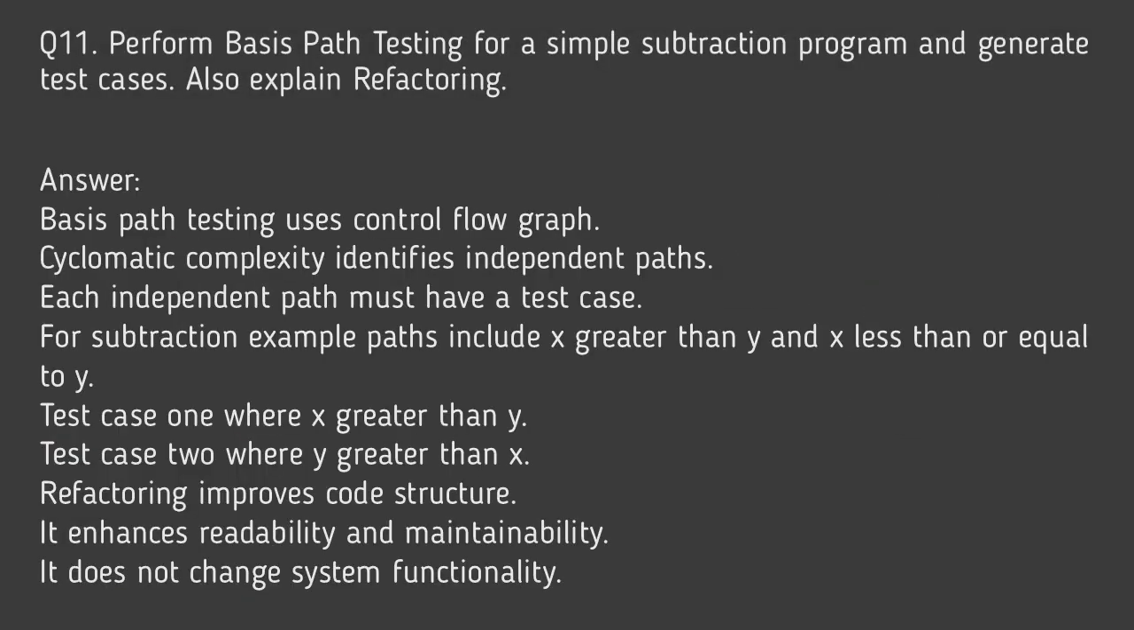Basis path testing identifies independent execution paths in a program using control flow graphs. Each path requires at least one test case to ensure full statement coverage. In a subtraction example, different conditions produce different execution paths. Refactoring improves internal code structure without altering the program's external behavior.